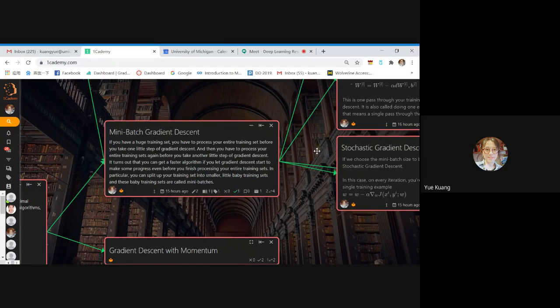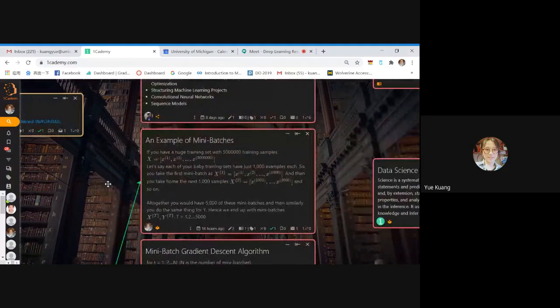And here is a simple example of mini batches. If you have a huge training set with 5 million training samples, and let's say each of your baby training sets has just 1,000 examples each, you can take the first mini batch as the first 1,000 elements in the training samples, and then you take the next 1,000 samples, and so on. So altogether, you would have 5,000 of these mini batches, and then similarly, you do the same thing for Y. Hence, we end up with mini batches X^{t}, Y^{t}, where t can be any integer from 1 to 5,000.